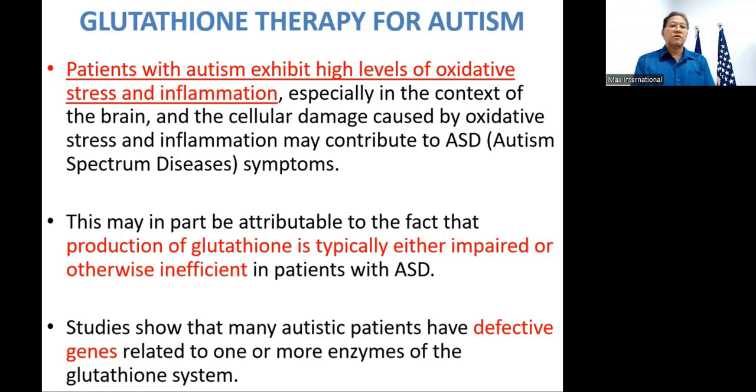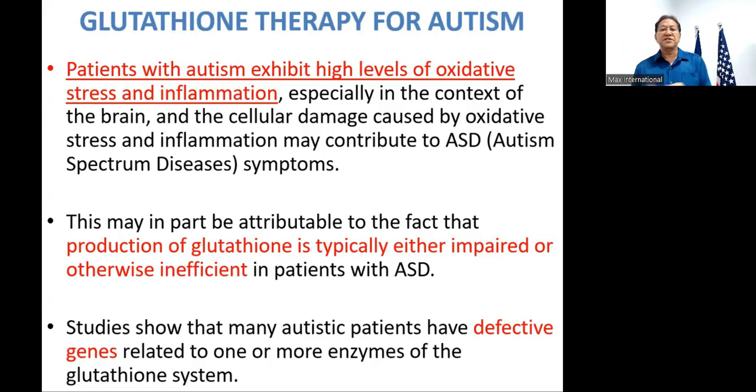Okay, so it is known that those patients with autism or ASD have high levels of oxidative stress and inflammation. So when they have high levels of oxidative stress and inflammation, the implication is there must be low levels of glutathione, because if there were sufficient glutathione, there wouldn't be high oxidative stress and inflammation, because glutathione can fight both.